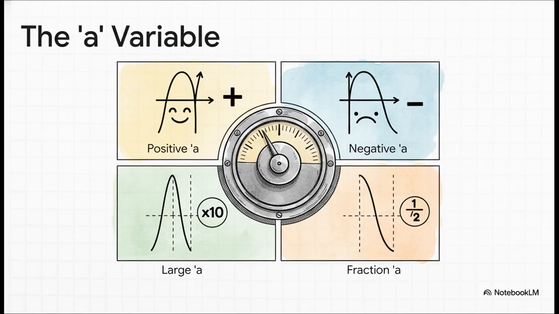This is our shape and direction controller. It's super straightforward. If a is a positive number, your parabola is like a happy face. It opens up. If a is negative, it's a frowny face, opening down. And the size of a matters too. A big number, like a 5 or a negative 10, stretches it vertically, making it really skinny. And a little fraction, like 1/2, squishes it down, making it nice and wide.